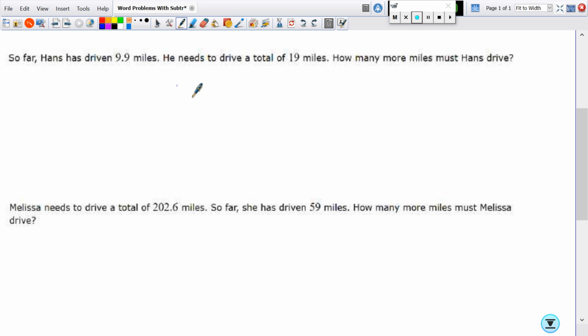So far, Hans has driven 9.9 miles. He needs to drive a total of 19. That's not a decimal, so you have to make it a decimal by putting 0.0. How much more means subtract. How many more miles must Hans drive? Okay, so we've got 19.0, so you write down the decimal. You've got a 9 and a 0 next to that, and then you've got a 1 in front of the 9. Any wholes get zeros, and then we are going to subtract.